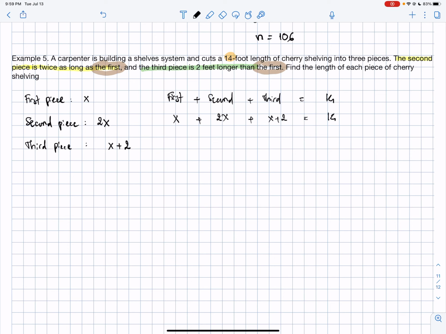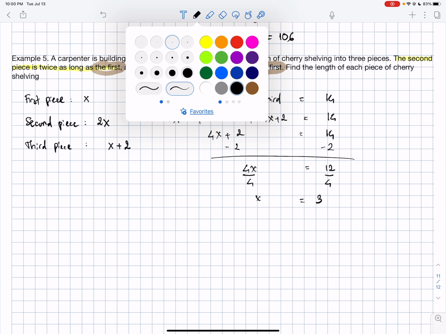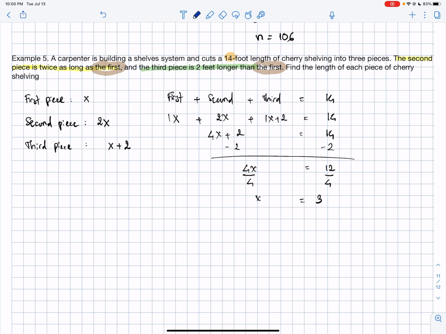We will combine like terms, so that will give us 4X plus 2 equals 14. We subtract 2 from both sides, so we get 4X equals 12, and divide both sides by 4. We will get X equals 3. Now we go back and answer the question. We assigned X as the first piece, so the first piece is 3 feet.